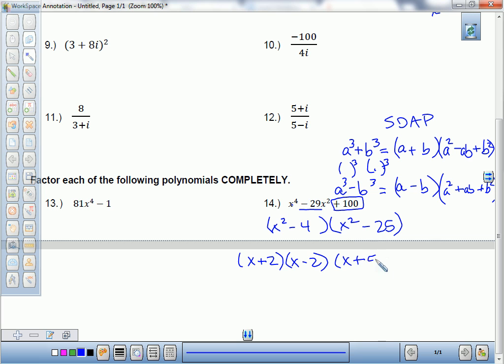Yes, Will. What's the formula with the binomial and the trinomial? It's like a plus b. Okay, so that's the factoring.